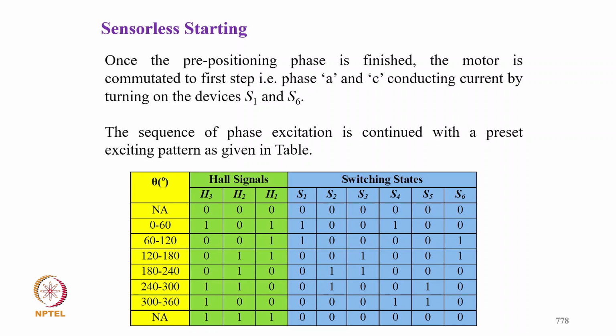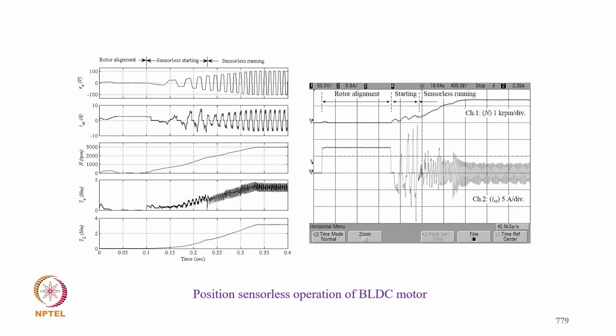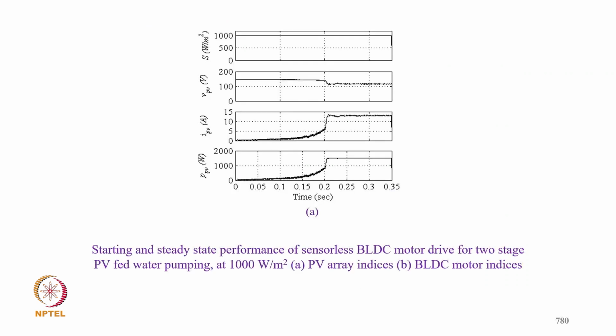Once alignment is finished, the motor commutation starts with the first step, conducting by turning on S1 and S6, then the sequence of excitation is continued with S1, as presented in the table of switching states with the virtual Hall signal. And this is a typical starting performance. Simulated sensorless starting performance.